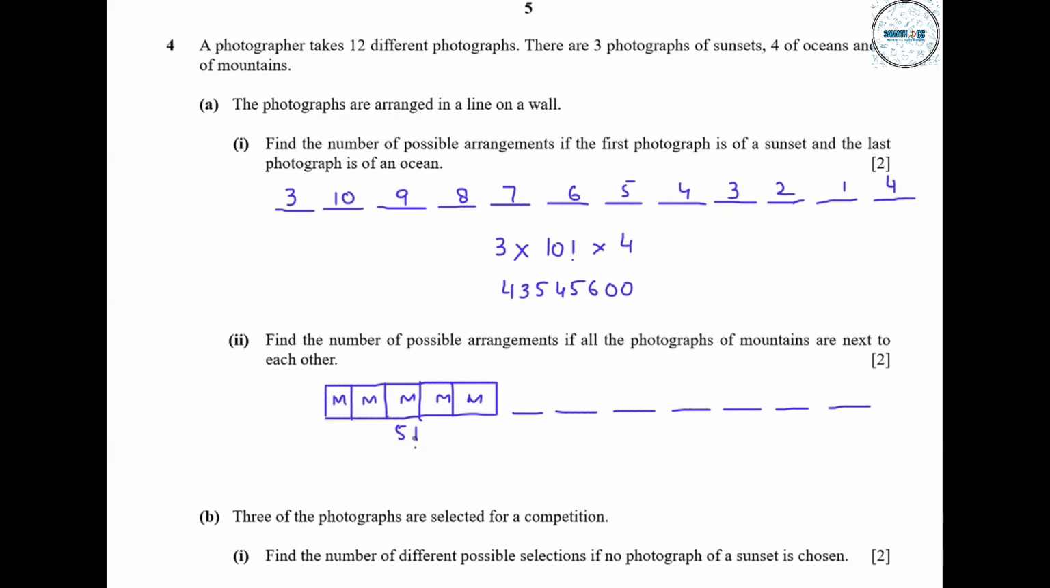So we have 5 factorial here and 7 factorial for these 7 photographs. And these mountain photographs can be kept at this place: 1, 2, 3, 4, 5, 6, 7, and 8. 8 places these mountain photographs can be kept. So we will multiply 5 factorial by 8 by 7 factorial. So the answer is 4,838,400.